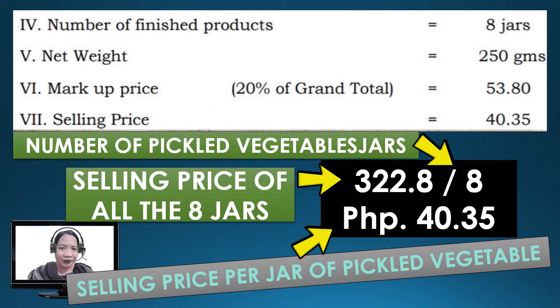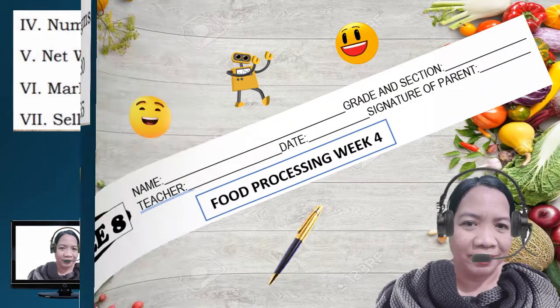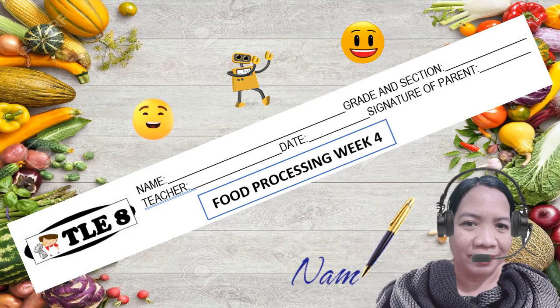And lastly, to get the selling price per jar of the pickled vegetable, we have the selling price of all the 8 jars, which is 322.8, divided by 8 for the 8 jars is equivalent to 40.35 pesos. So again, our selling price per jar of our pickled vegetables is 40.35 pesos. I hope you understood our lesson.